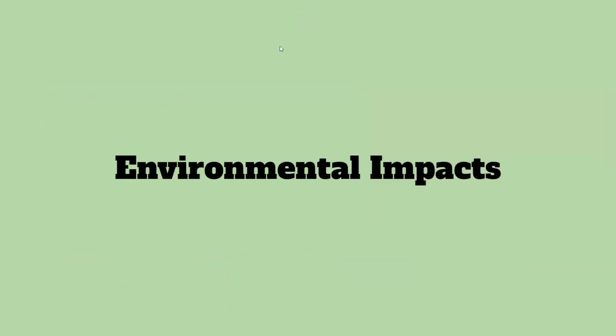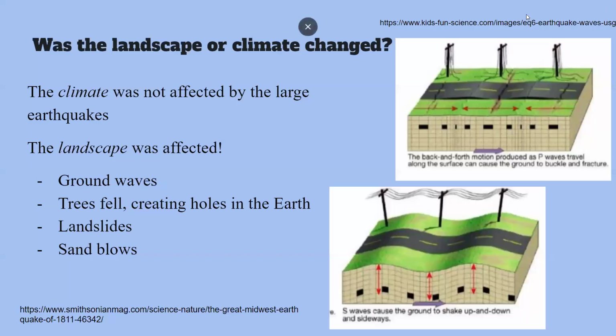The environmental impacts of the earthquakes. So the climate was not affected by the large earthquakes. There weren't large ash clouds covering anything. However, the landscape was severely affected. There were reports of ground waves, which caused trees to fall, uprooting them and leaving holes in the earth where water seeped in. The earthquakes also caused major landslides and sand blows.